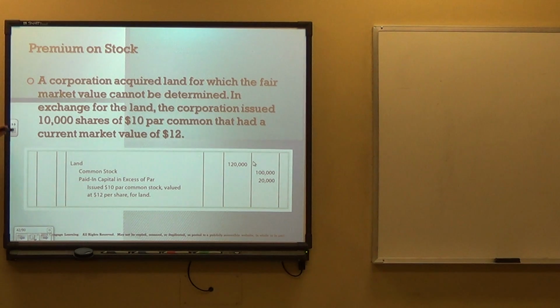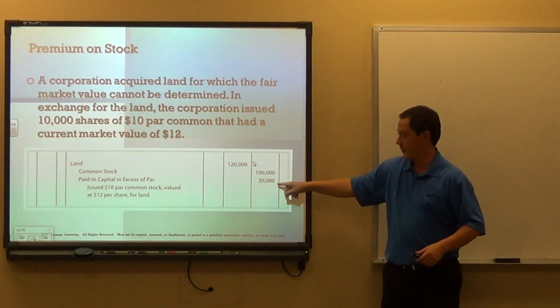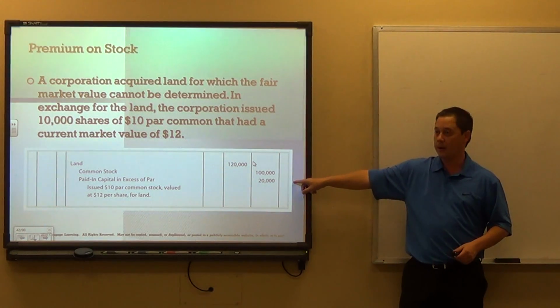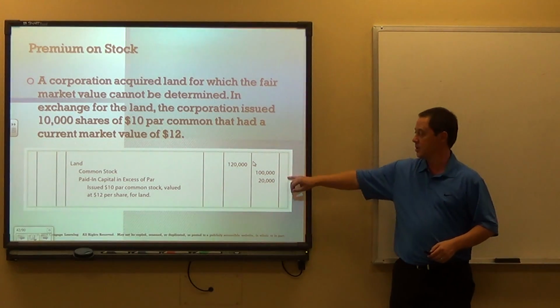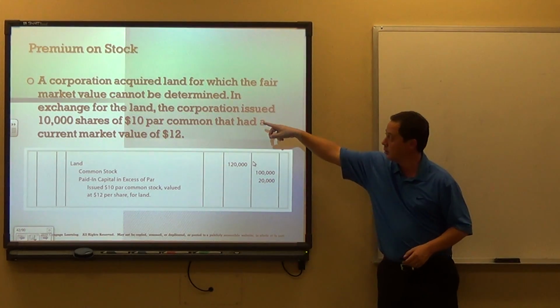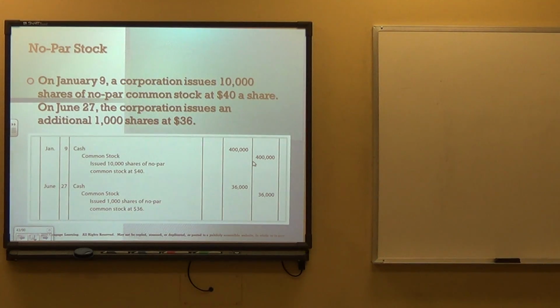Next, the corporation acquires land for which the fair market value cannot be determined. In exchange for the land, the corporation issued this amount of shares, $10 par common, that had a market value of $12. So again, it's worth $2 more than my par. So that's why I have $20,000 more in my additional paid-in capital, because of that extra $2 times the 10,000 shares. Questions on that one?